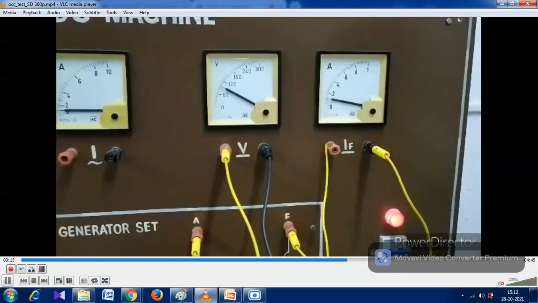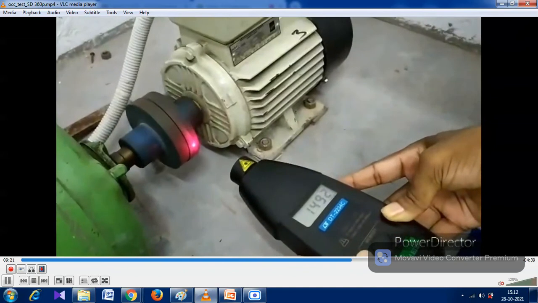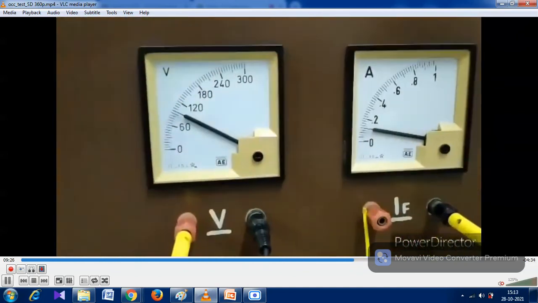So this is a repetitive process. We are just increasing the value of field current and taking the reading of speed and the voltage at that time.